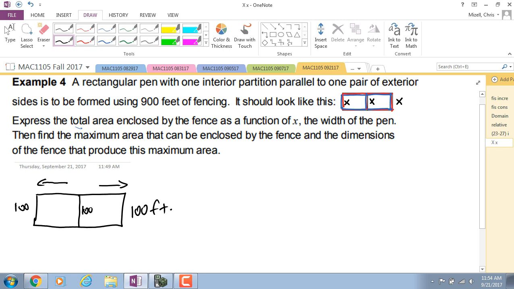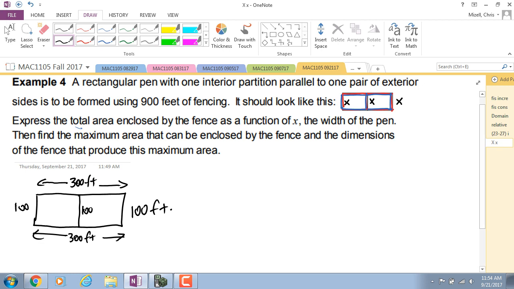How many? We've used 300 feet so far. How much do we have left? 600 feet. So I'm thinking half of it there, half of it there. So 300 feet, and then 300 feet like that. That uses all 900 feet.